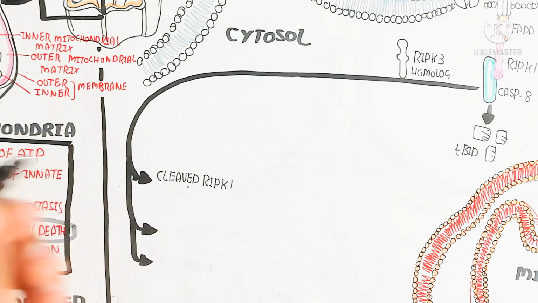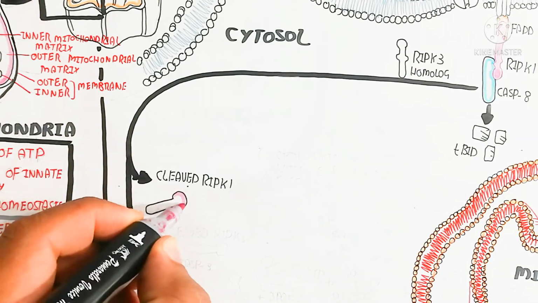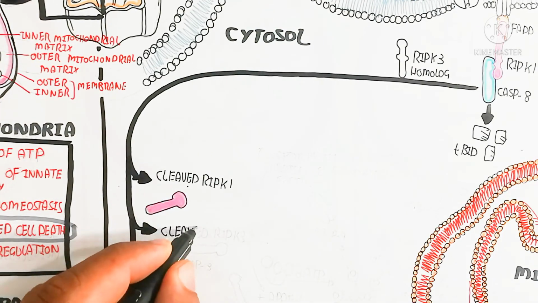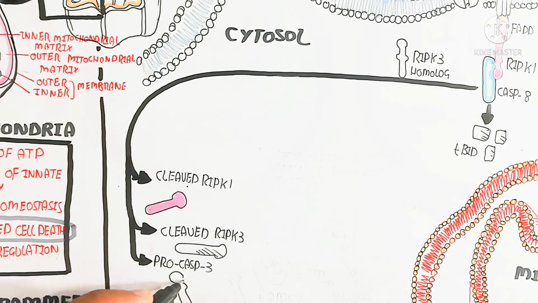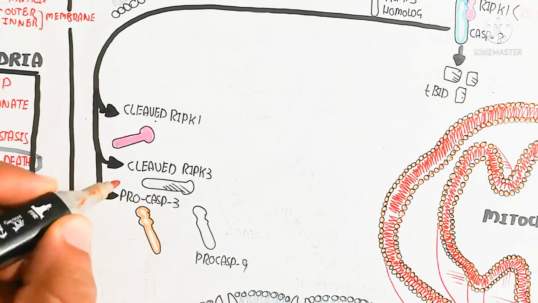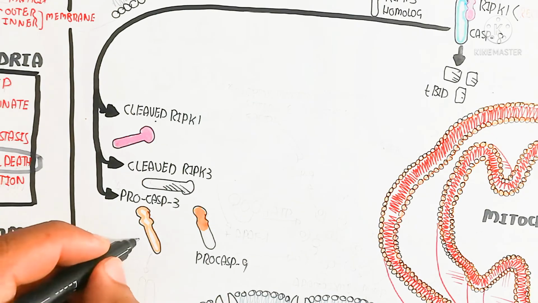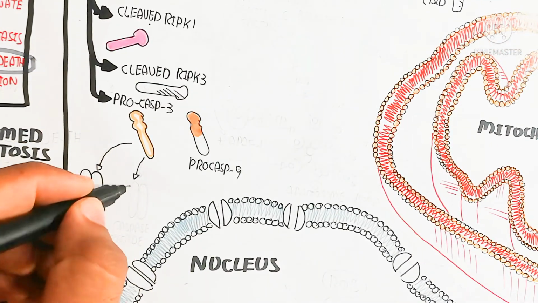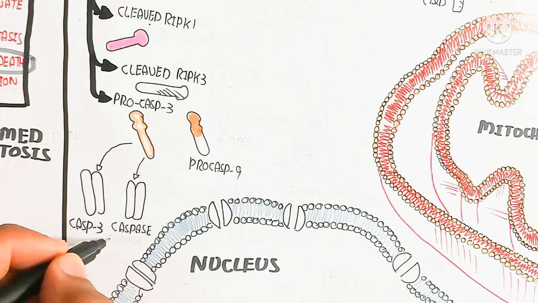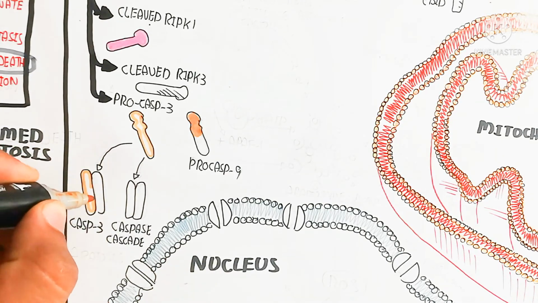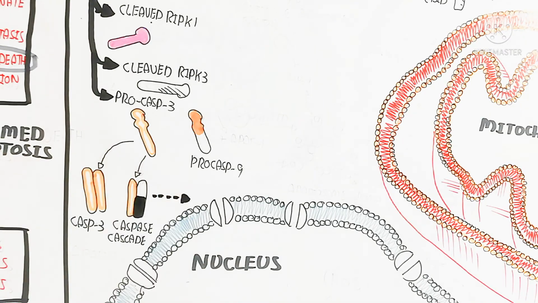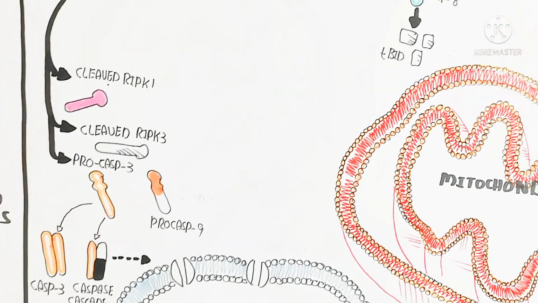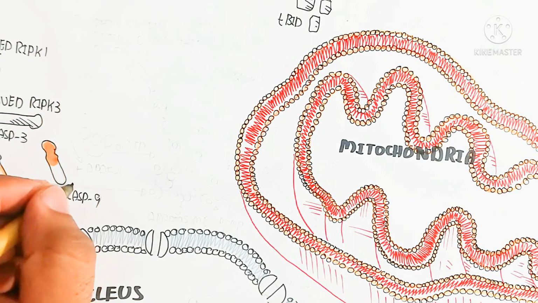But let's begin to understand other things. Here is the cleaved RIPK1, and in this way the cleaved RIPK1 will be cleaved further. After that RIPK3 also, because RIPK3 is a homologue, and procaspase 3 is also activated in the form of caspase 3, and the caspase cascade will occur, which will lead to proteolytic cleavage. The proteolytic cleavage will cause apoptosis, and the damaged cell will be apoptosed and recycled. So the damaged cell will not proliferate and divide. It means the cancerous cell will be inhibited by this activity. So the apoptosis will occur.